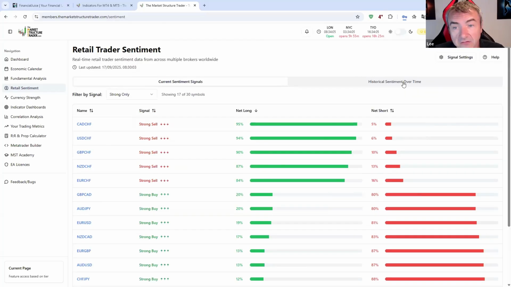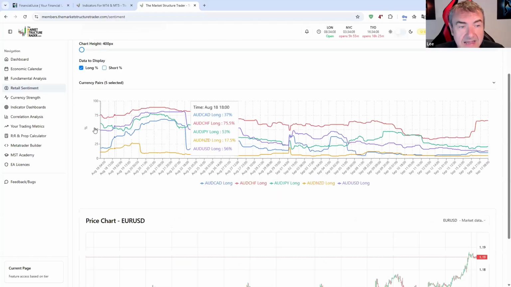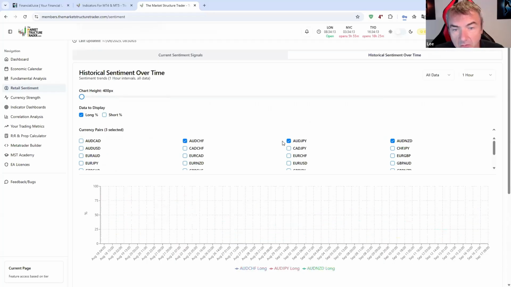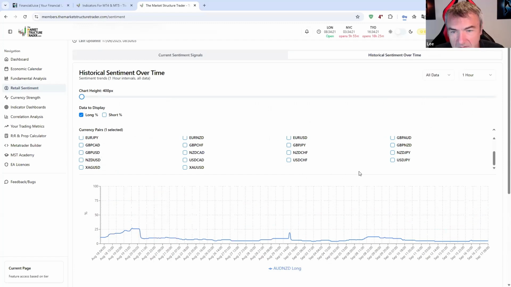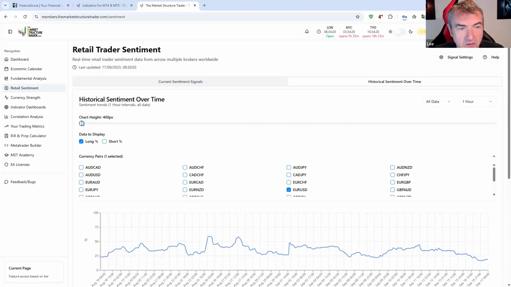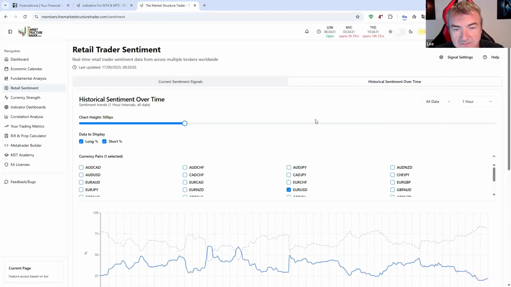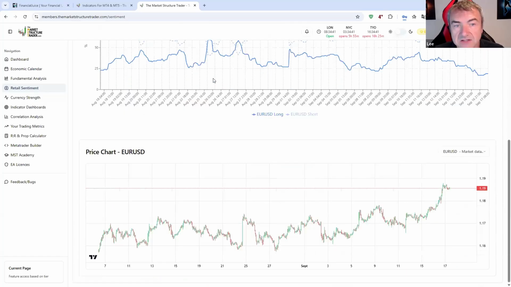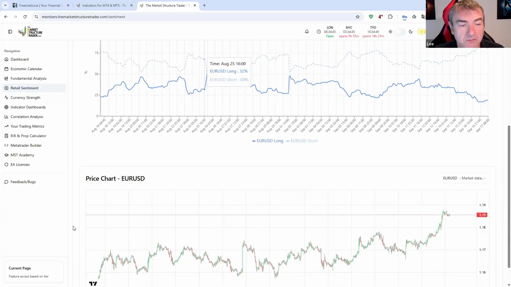So this historical sentiment over time, you can basically analyze in here specific currencies. So if you just wanted to look at one currency, Aussie New Zealand, let's pick, probably moved a little bit more sort of around about the middle. You can look at the long and the short. You can change the size of that graph, but basically what you're looking at here is how many retail traders percentage-wise are long, and how many are short. When you get these crossovers, you'll find that the market will tend to change direction, but also when you get exaggerated moves in one direction.